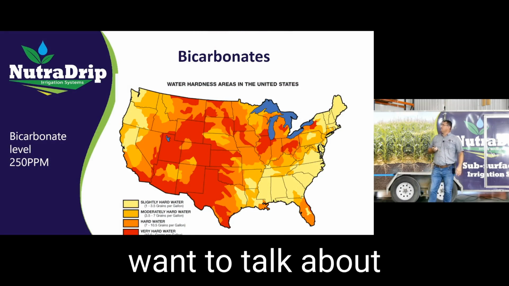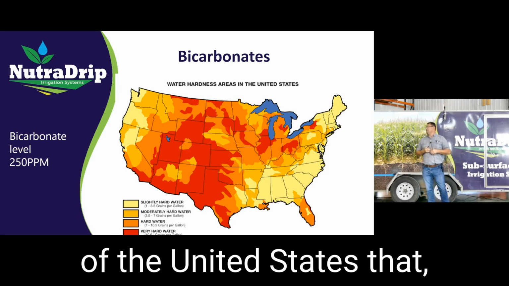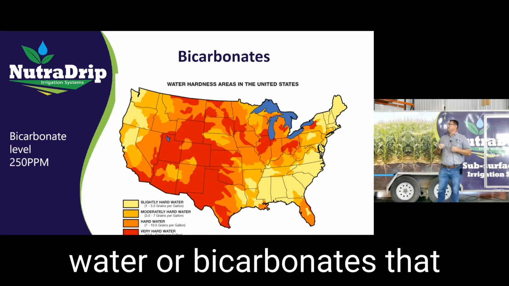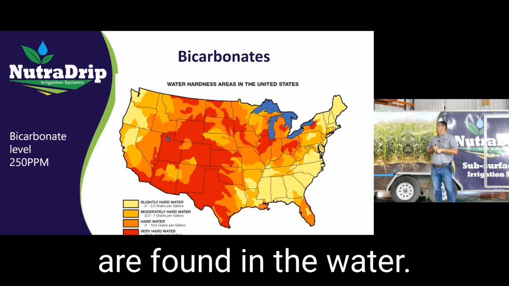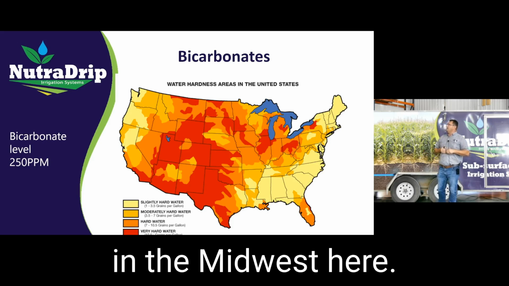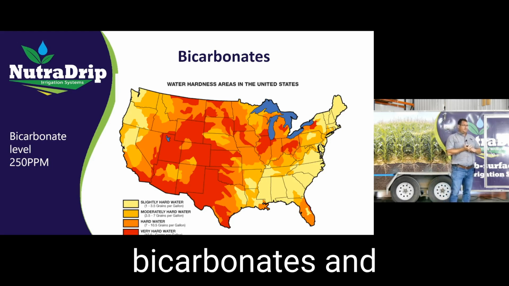The next one that I want to talk about here is bicarbonates. The picture that we've got up here is just a map of the United States. It's a regional map for hard water or bicarbonates that are found in the water. Hard water is all over the United States. A lot of it's concentrated in the Midwest here. And hard water is either calcium or magnesium bicarbonates.